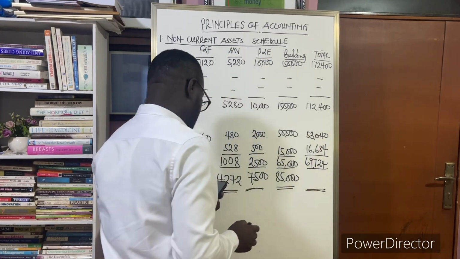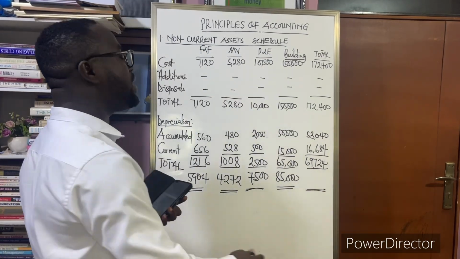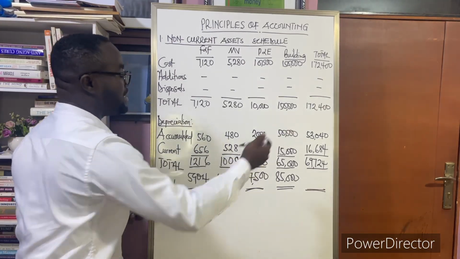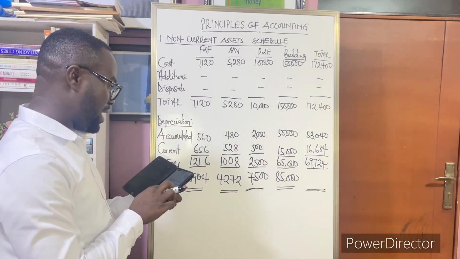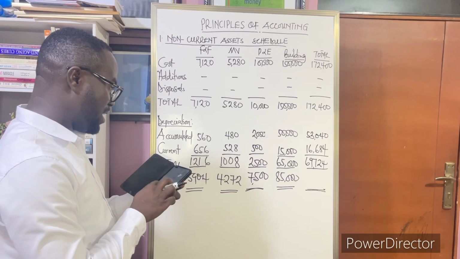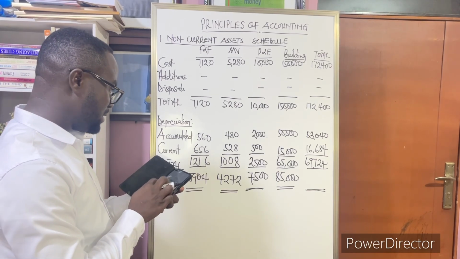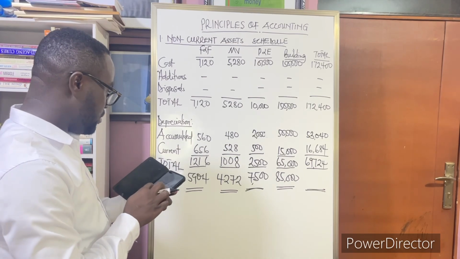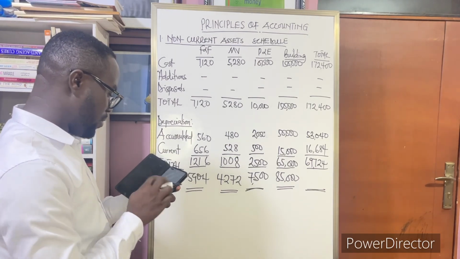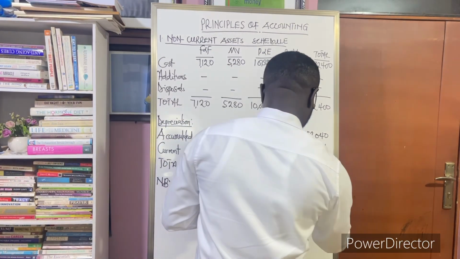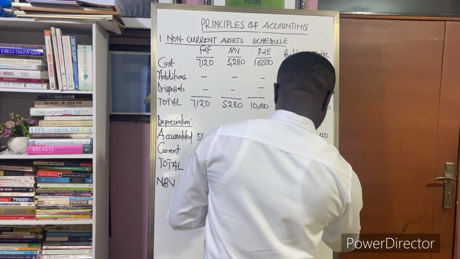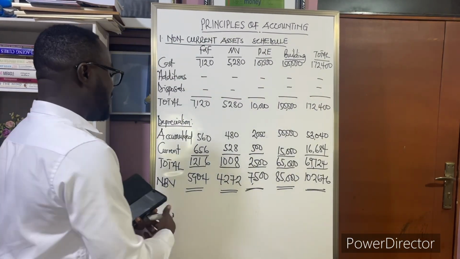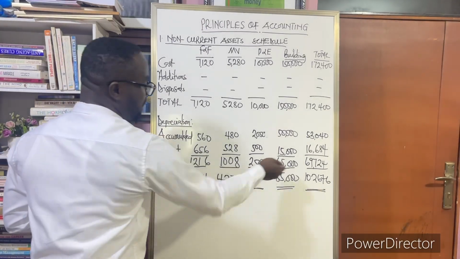So when you are done, we want to know the total net book value of the assets. Sum up the respective net book values for the assets. So 85,000 plus 7,500 plus 4272 plus 5904. We will get 102,676. This means that these are the respective current values of the assets we have.